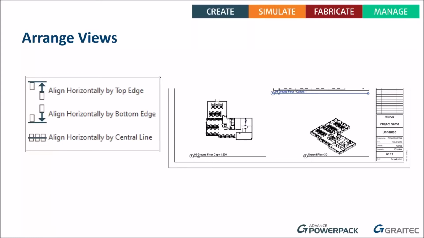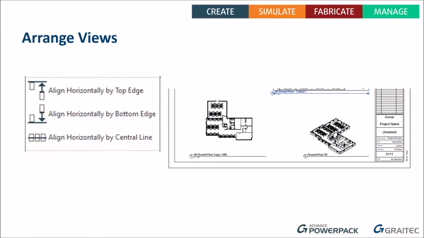Obviously, most of the time we can do that with the snaps in the window anyway, but sometimes we might put another view on afterwards. We might not have the title set up in the same way, so this just gives it a little bit more control. And as I say, we can also do the align horizontally by centerline as well.